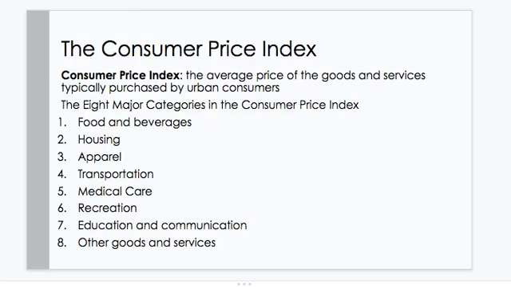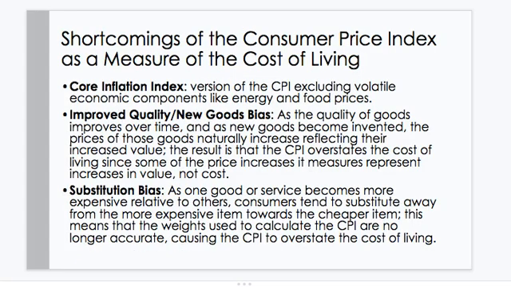The Consumer Price Index, the average price of goods and services typically purchased by urban consumers. There are 8 major categories: food and beverage, housing, apparel, transportation, medical care, recreation, education and communication, other goods and services. Shortcomings of this core inflation index. It's a version of the CPI excluding volatile economic components like energy and food prices.